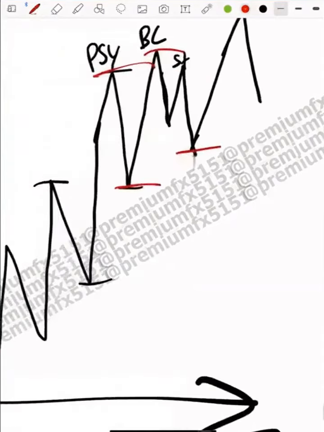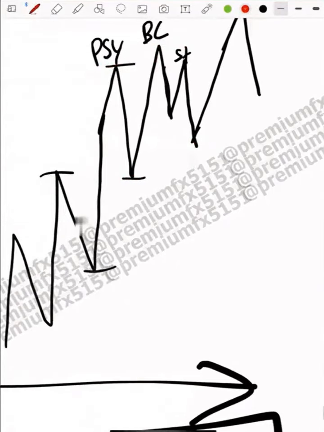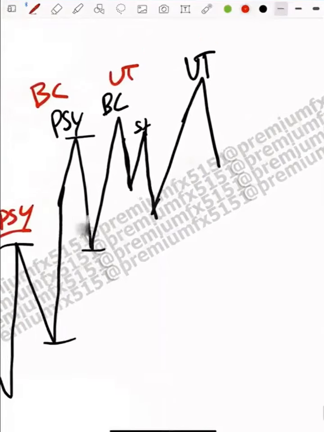Because if you're just always looking for a schematic, you're going to make a lot of mistakes. Why? Because you could say, oh, this is my preliminary supply, this is my buying climax, this is my UT, this is my UTAD.